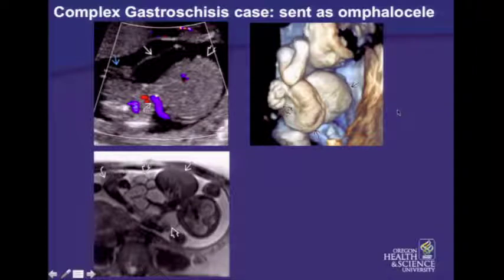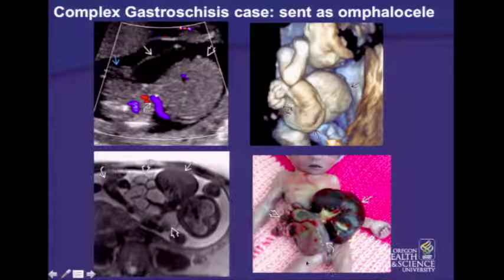3D ultrasound shows the extracorporeal liver, stomach, and small bowel, as does MRI. MRI, in addition, showed a club foot, and this is the gross specimen of the child who died in utero. And we could see that there's this extracorporeal liver, stomach, and small bowel matching the 3D image beautifully.